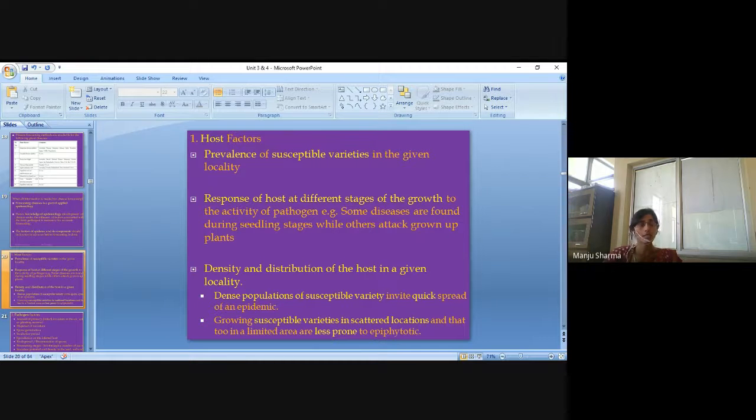Then the density and distribution of the host in a given locality, in which a dense population of susceptible variety invites quick spread of an epidemic. Growing susceptible varieties in scattered locations, and there too in a limited area, they are less prone to epiphytotic.